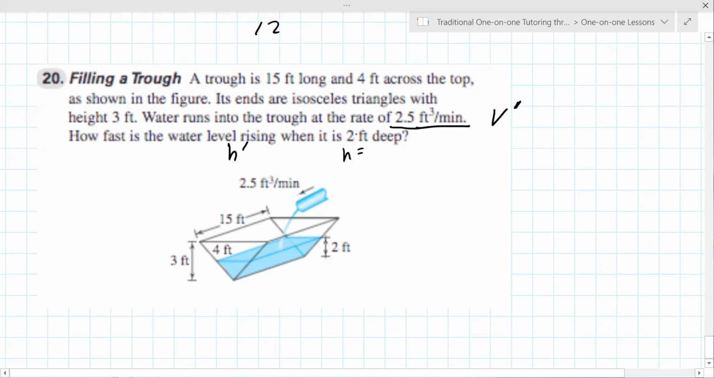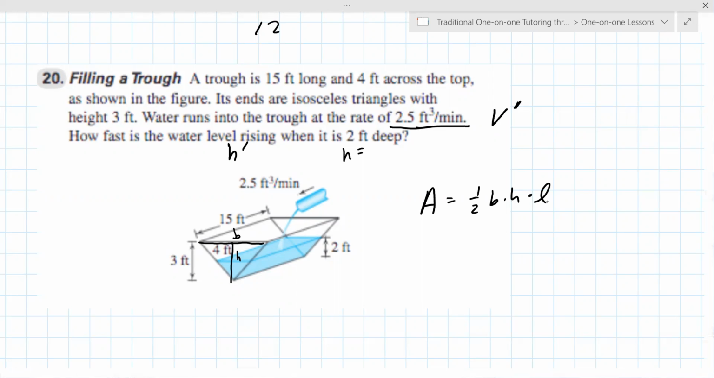Okay. So we have to find the area of this thing here. The area is 1/2 base times height. So this is B and this is H here. Times the length. The length is unchanging, which is nice because otherwise it would make it real tough. But the base and the height, they are changing.